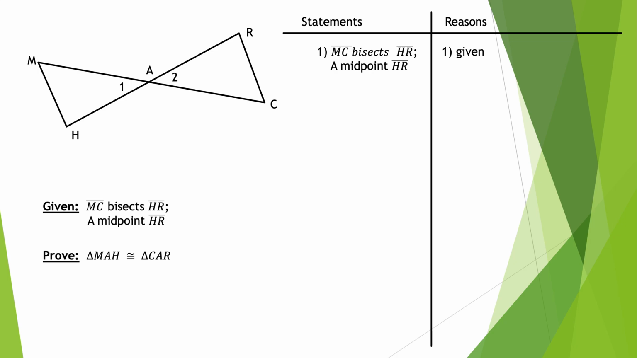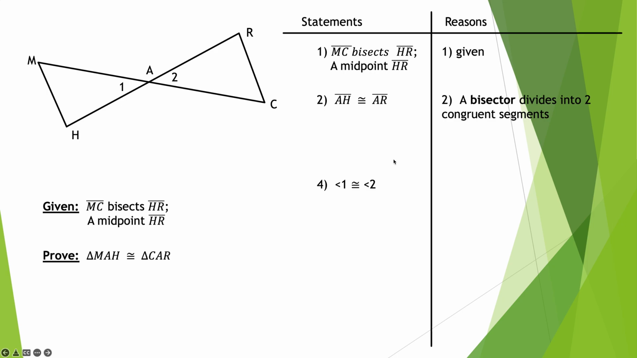Okay, so we're told that MC bisects HR and that A is a midpoint of HR. One of the things we talked about was the importance of the specificity of vocabulary. If it says bisects in the given, you better use bisects in your reasons. If it uses midpoint in the given, you better use midpoint in your reasons. So first up, I wrote that AH is congruent to AR. AH and AR are the two parts of HR, and that is the thing being bisected. So the reason for step 2 is a bisector divides it into two congruent segments.